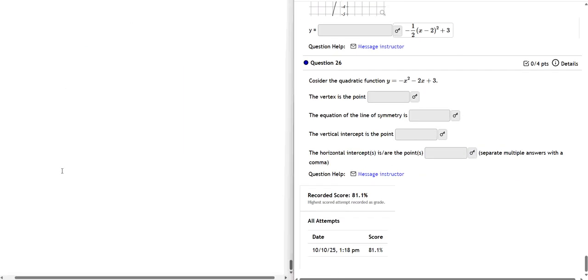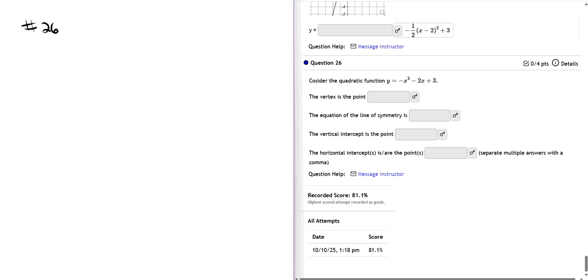And finally, number 26. Consider the quadratic function y equals -x² minus 2x plus 3. The vertex is what point? Now, I could do a couple of things here. There's the vertex formula, which says that x can be found as negative b over 2a.